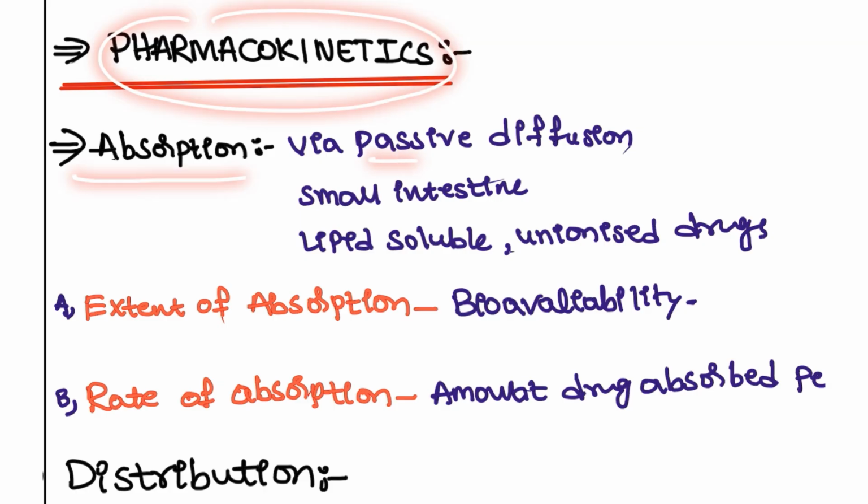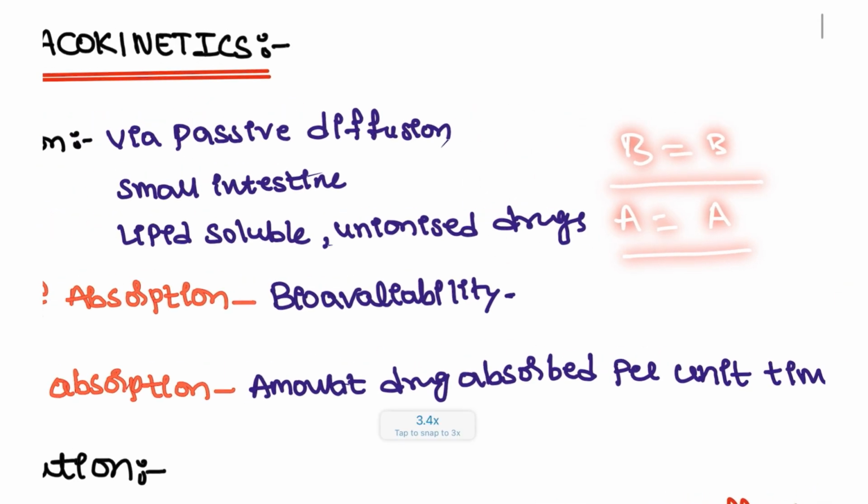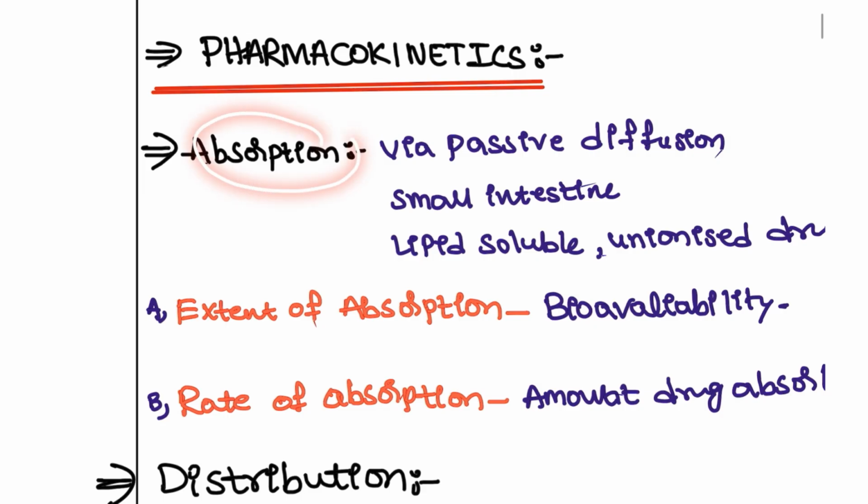Most drugs are absorbed by passive diffusion, mostly in the small intestine, about 90%. Drugs are mostly lipid soluble and in unionized form. For example, an acidic drug is absorbed in acidic medium only, and a basic drug in basic medium only. So this is how drug absorption will be seen.